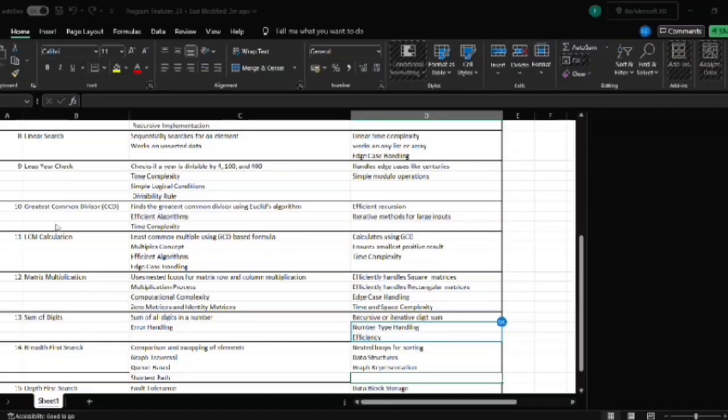This information should provide a good overview of the concepts and features presented in the table.